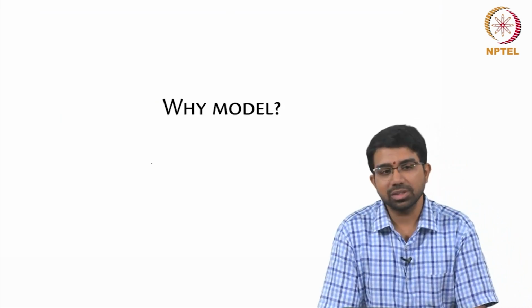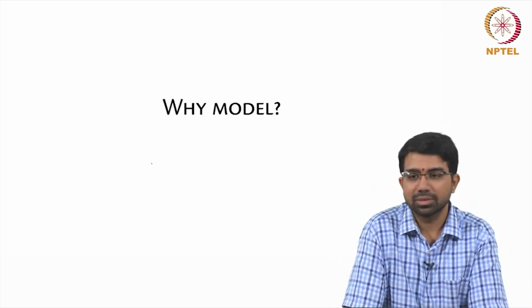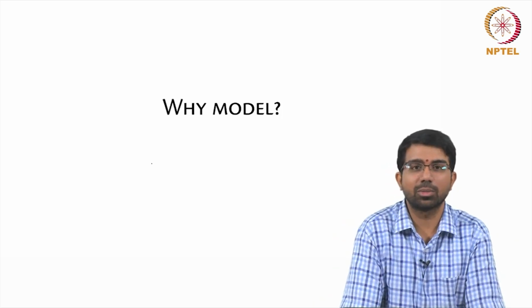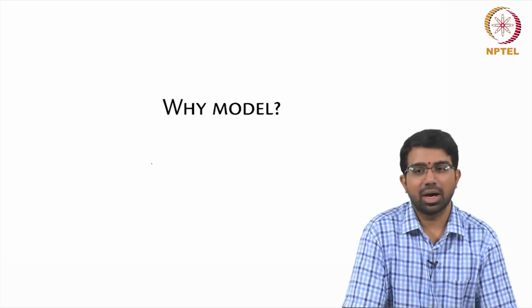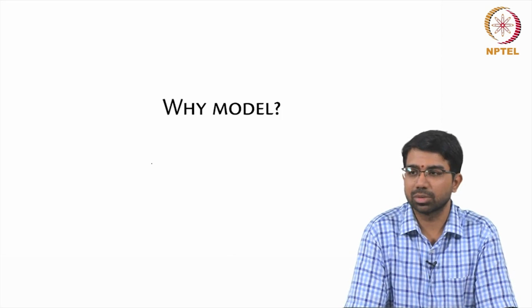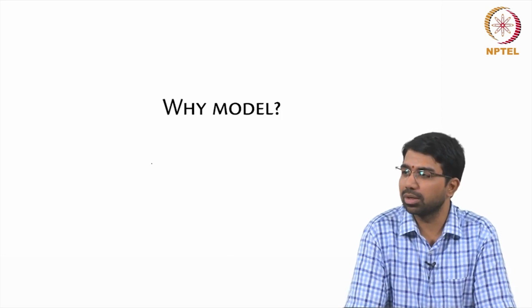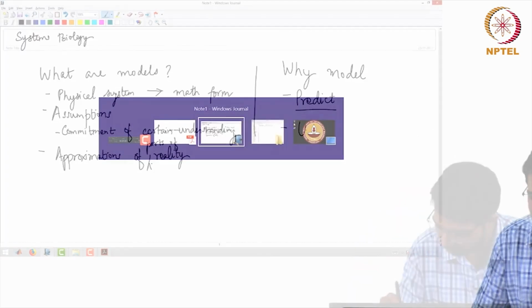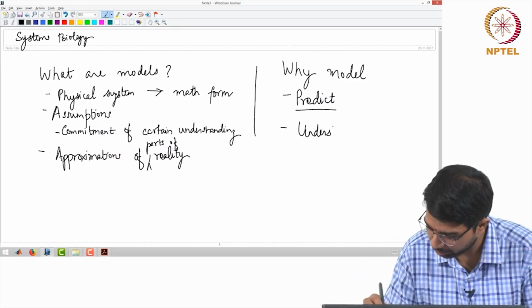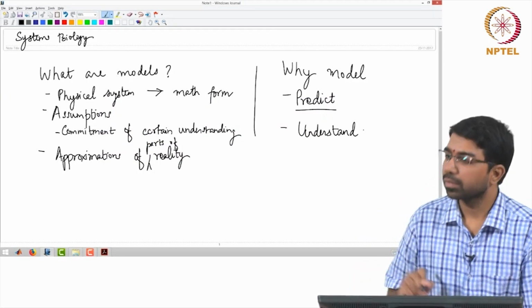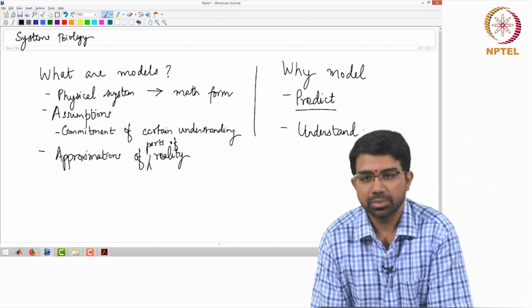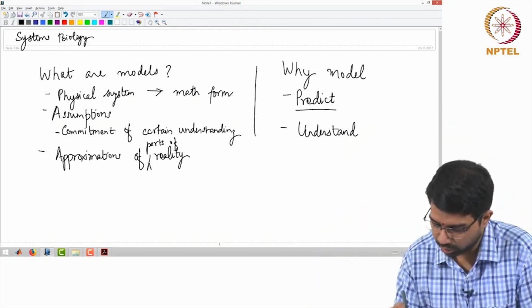The next important question is why model, right. The obvious reason why we model is we want to predict something. Are there other things that you can think of? Why would you model a system? So, you want to understand the system, fine.